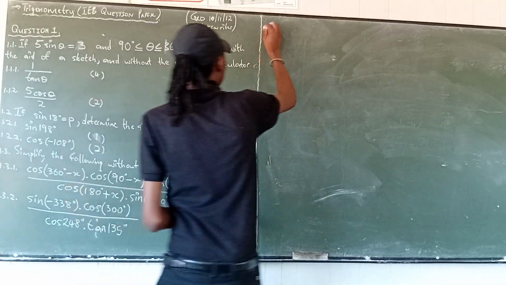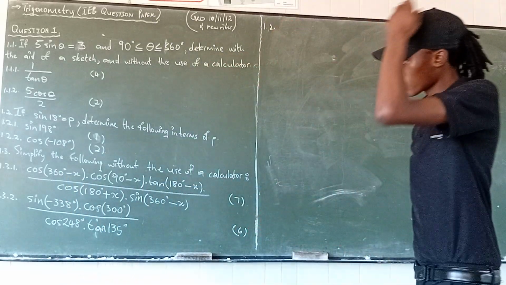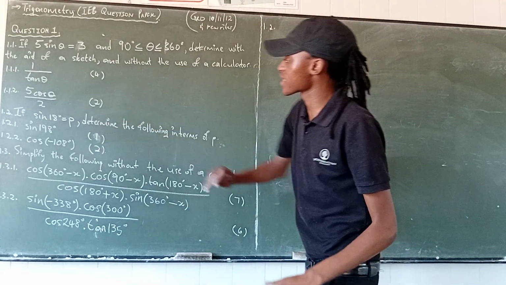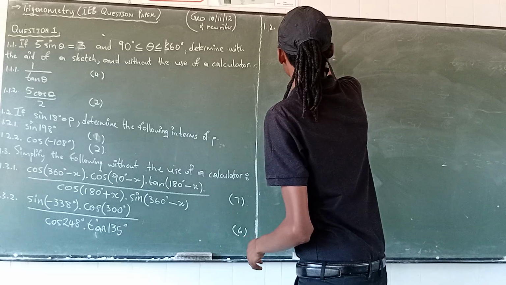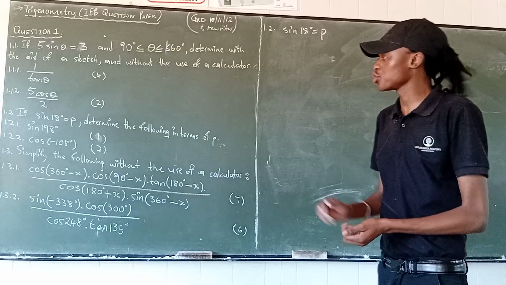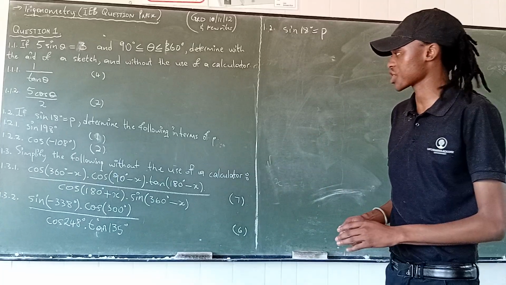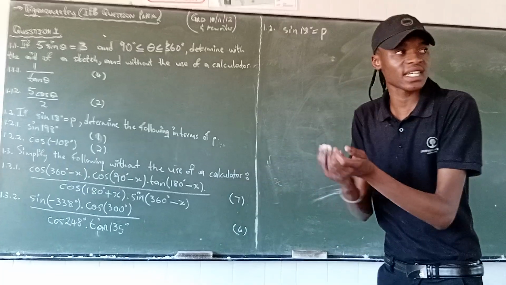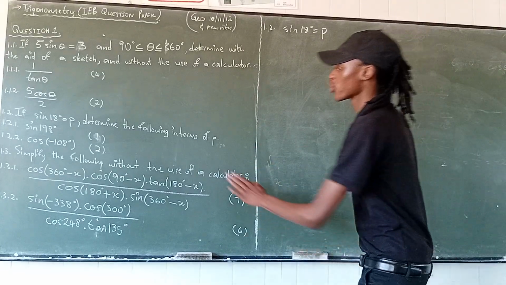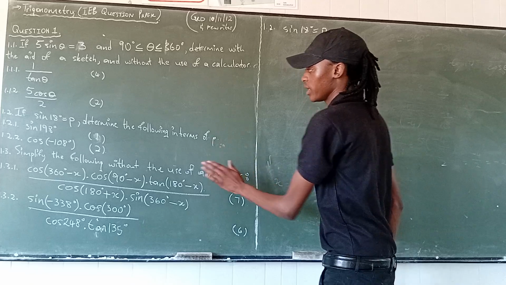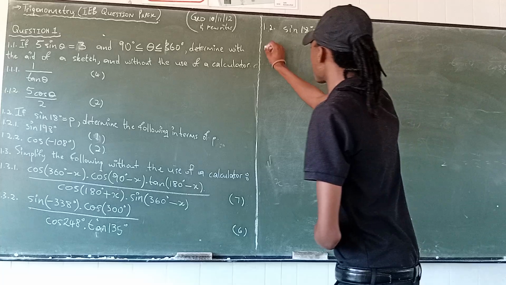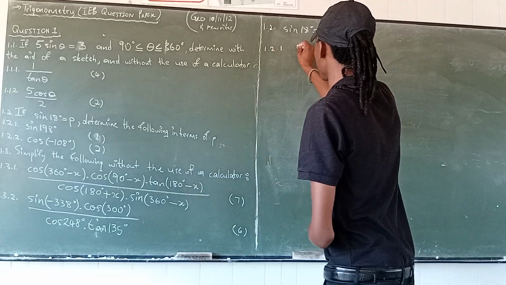Then let us look at 1.2 now. What does 1.2 say now? It says if sine of 18 degrees is equals to P. Remember I said to you, the examiner will test you with that question to say express a certain trig ratio in terms of a certain variable. So here this is what we're supposed to be doing. They say determine the following in terms of P.